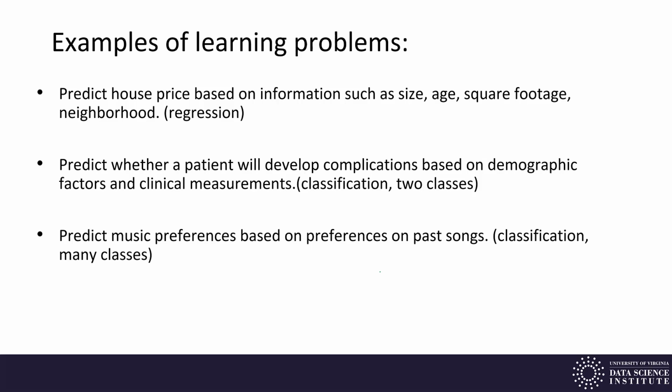We may want to predict a person's music preference based on preferences on past songs. So if you use a streaming music service that provides you with music on the go, that music service is likely doing this type of problem. This is a classification problem, or at least we could call it a classification problem. It has many classes. For the next song that you might get recommended, there's maybe 10,000 different songs that they could recommend and play for you, and so the computer has to determine which of those 10,000 songs is best based on your previous preferences.